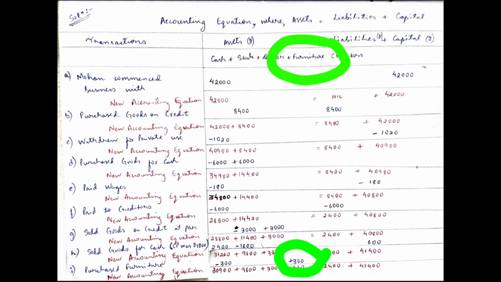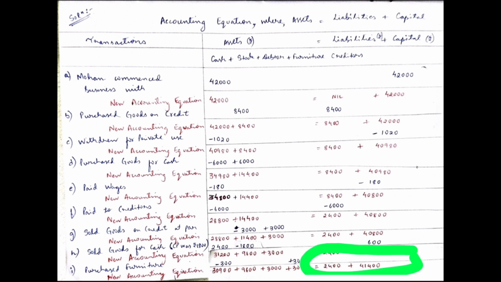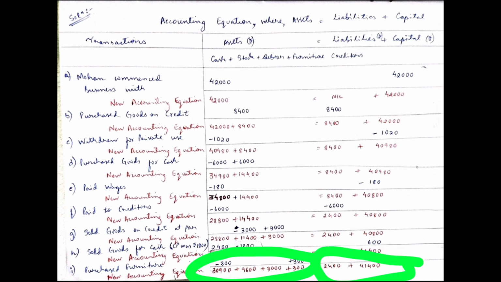So now if we draw a line, you will see the new accounting equation will be cash 30,900 plus 9,600 plus 3,000 plus 300, our furniture, which is equal to liabilities is 2,400 plus 41,400. So if you see our new accounting equation where our assets is equal to our liabilities plus capital. So I hope you have understood this problem. If you want, you can take a screenshot of it and try solving some more problems on accounting equation.